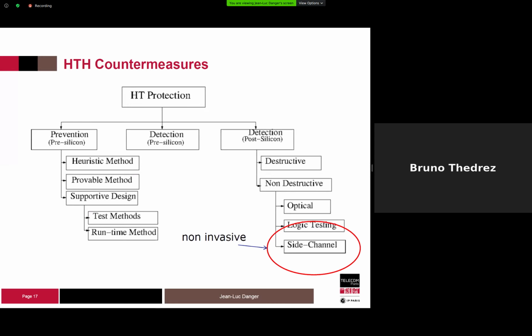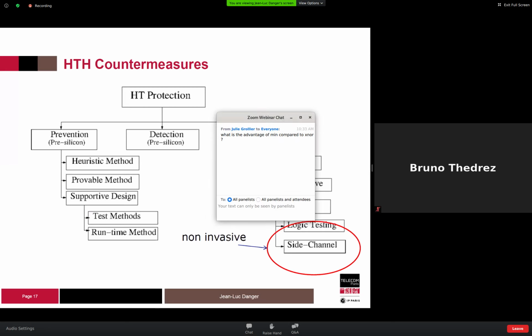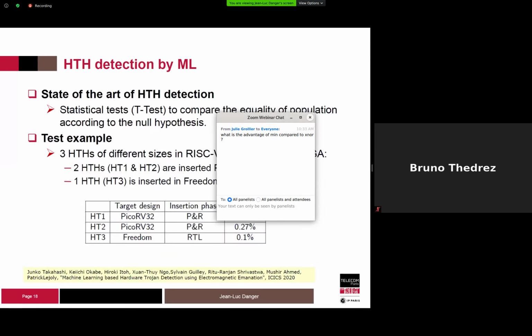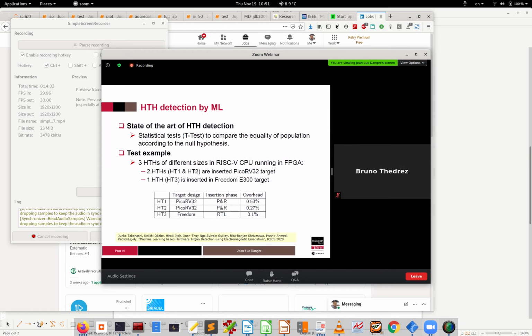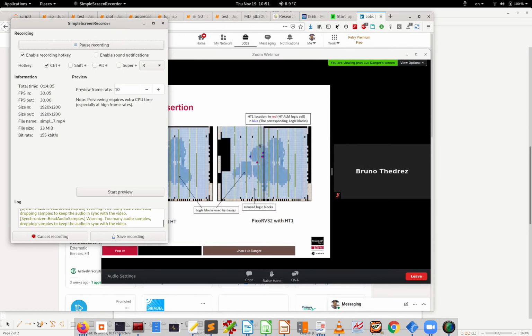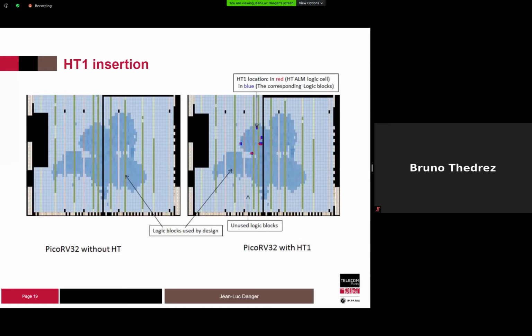So one way to protect is to detect by non-invasive techniques like machine learning techniques. I will not detail the setup; briefly, it is a setup to prove the impact of machine learning in detecting hardware Trojan horses. For instance, in this slide, you can see that you have two devices. On the left side, you have a non-infected device, and on the right side, you have a device infected by a hardware Trojan.